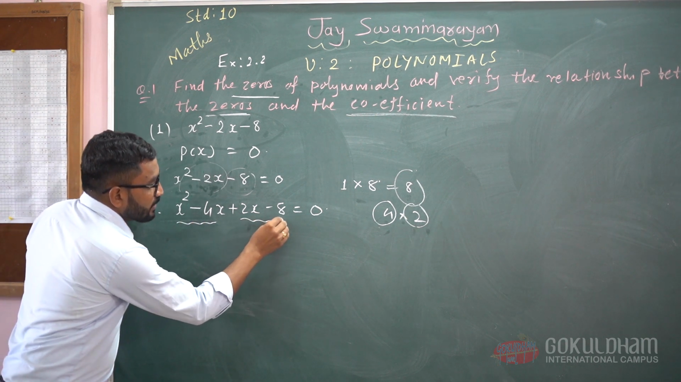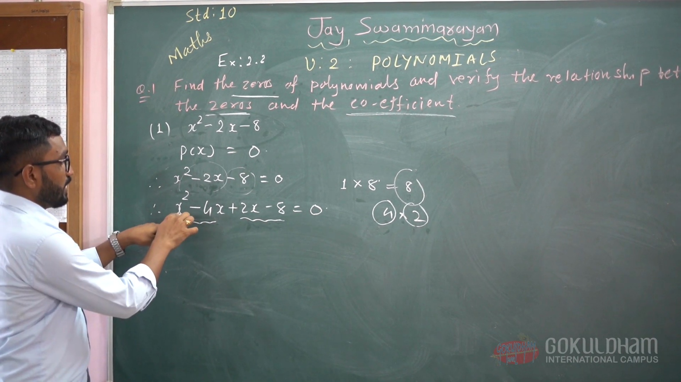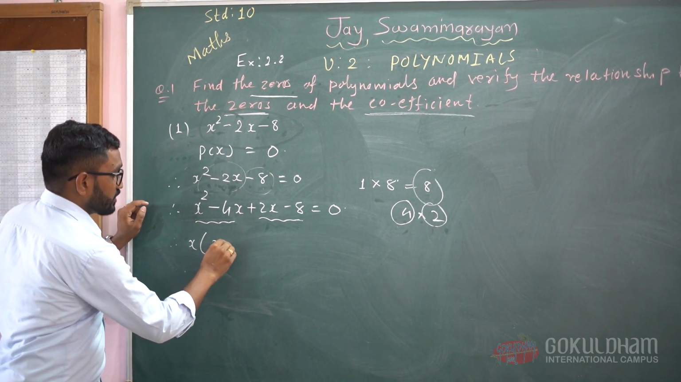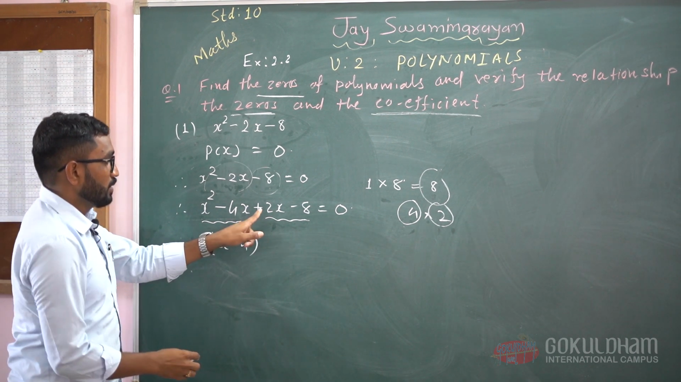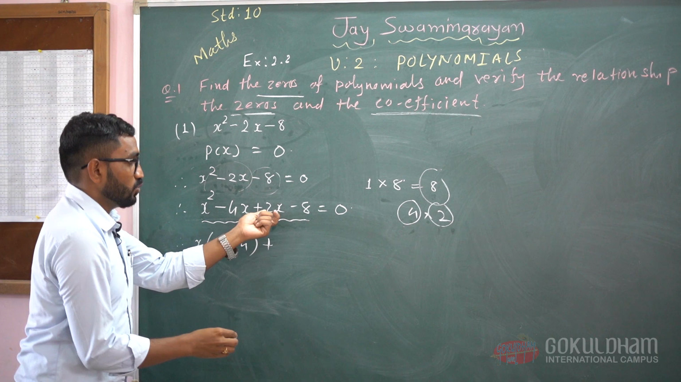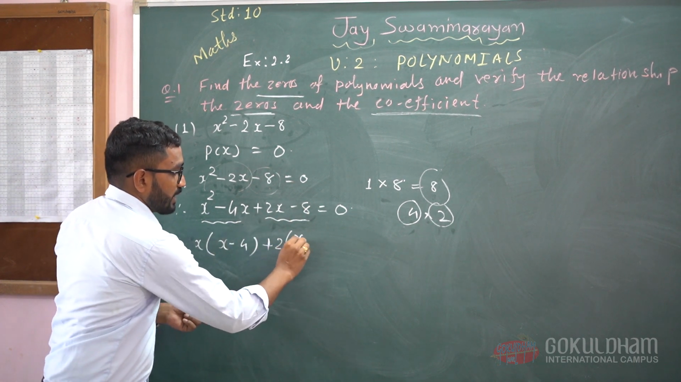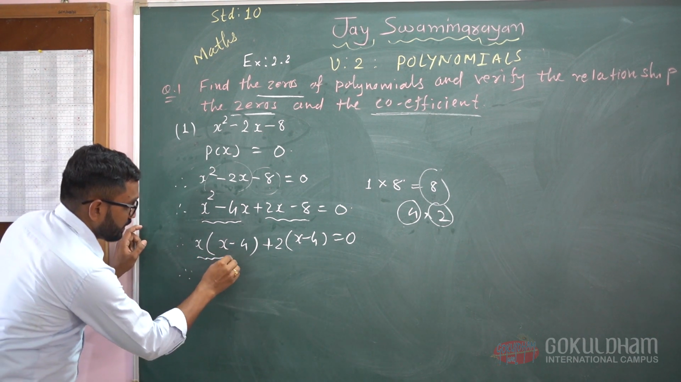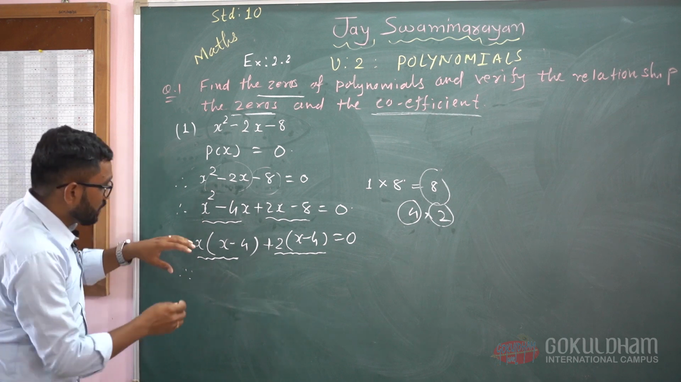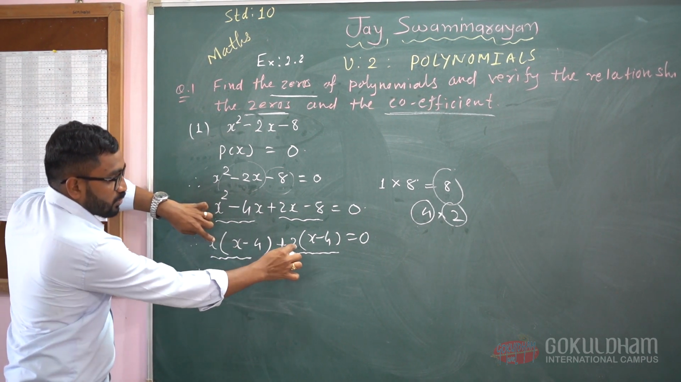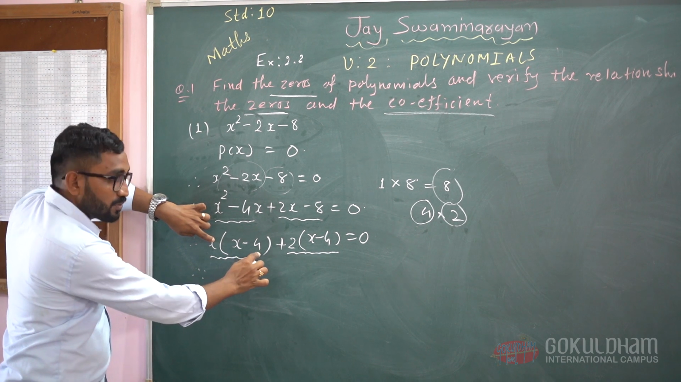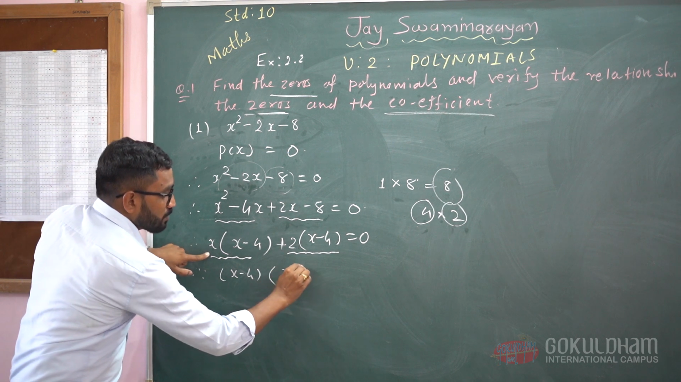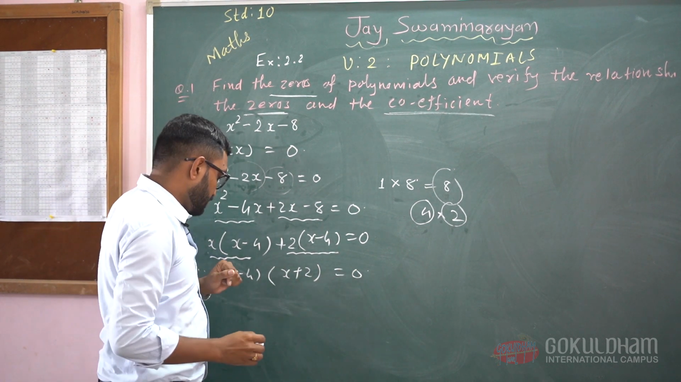In this term and this term, x is common in both: x into x minus 4. In this term, 2 is common, therefore 2 into x minus 4 equal to 0. Now x minus 4 is common in both terms, and x plus 2 equal to 0.